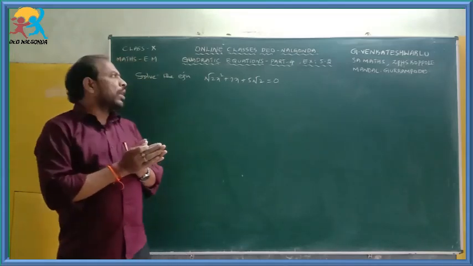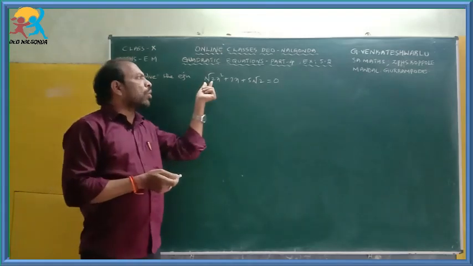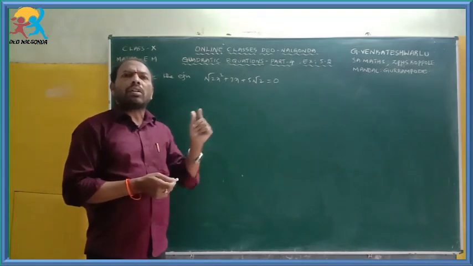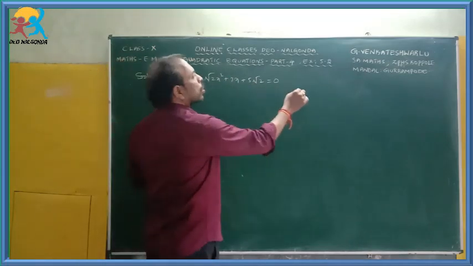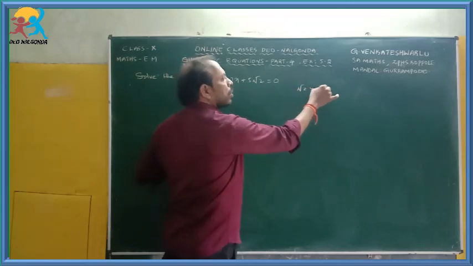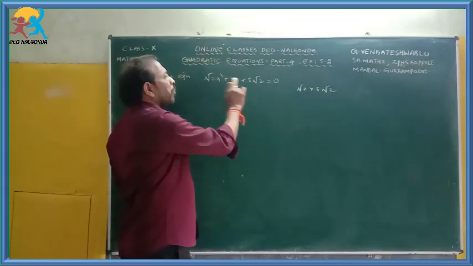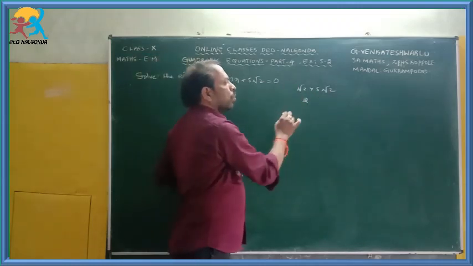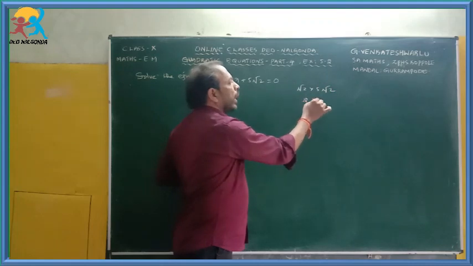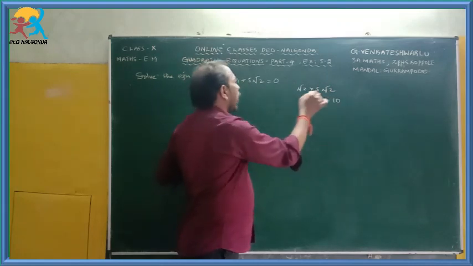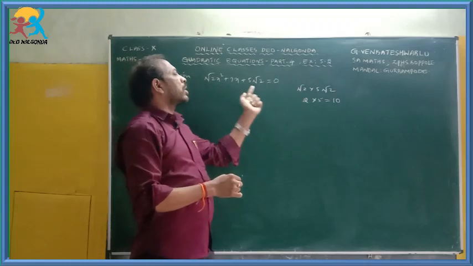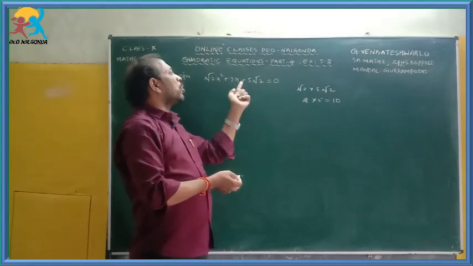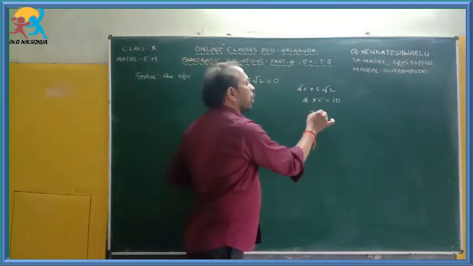First, look at here. The product of x square coefficient and constant. Here, root 2 into 5 root 2. Root 2 into root 2 is 2, into 5. The product of x square coefficient and constant equals 10. Here plus into plus, it is plus 10 only.